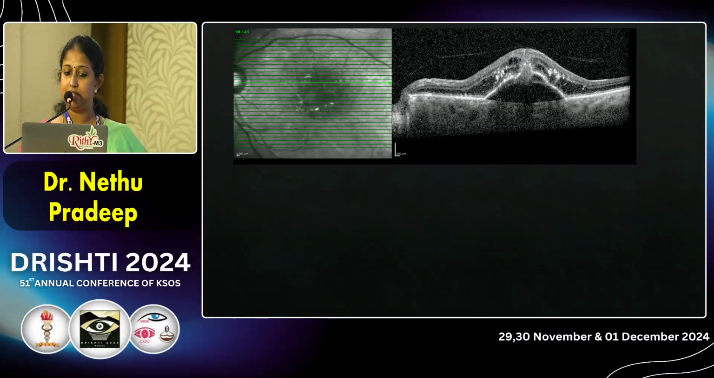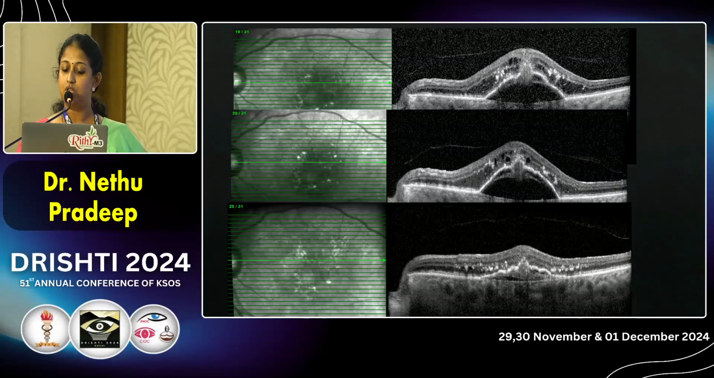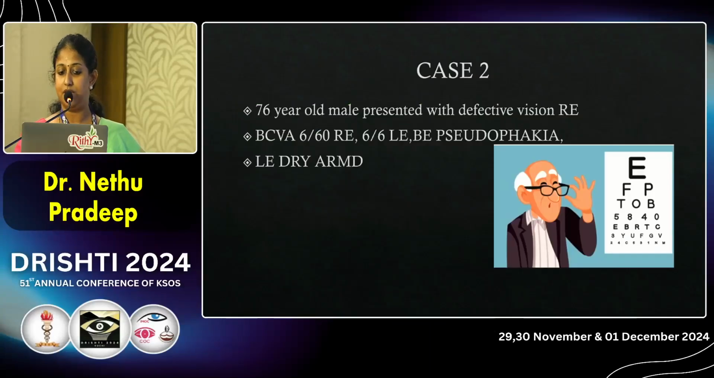So this, in summary, was the initial OCT. This is post 2 doses of aflibercept. As you can see, there is significant improvement in vision as well as in OCT findings.